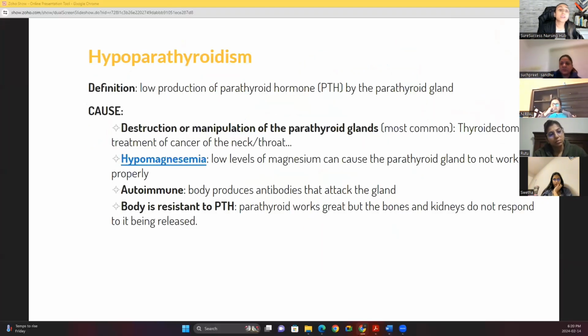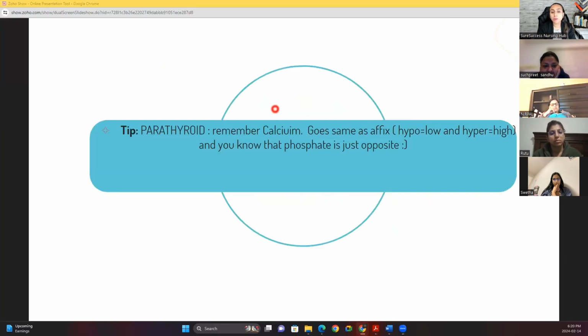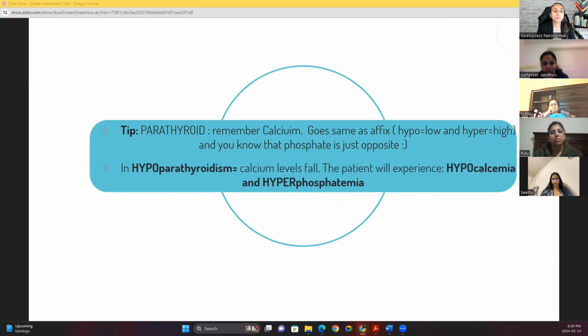So now let's discuss the hypo. Hypoparathyroid means calcium will be low and phosphorus will be high. And why is there less production of parathyroid hormone? Either there is destruction of the parathyroid gland, an autoimmune disorder, your body is resistant to parathyroid hormone, or sometimes electrolyte imbalance, especially hypomagnesemia. And remember, calcium goes the same as the parathyroid: hypo means low, hyper means high, and phosphate is just opposite. So hypoparathyroidism means calcium is low and phosphorus is high.